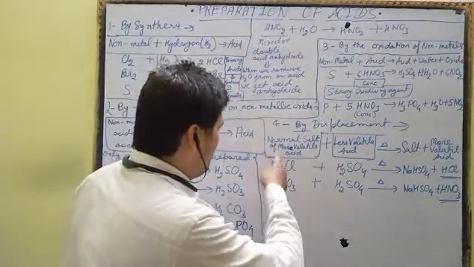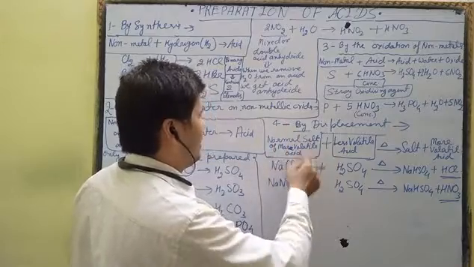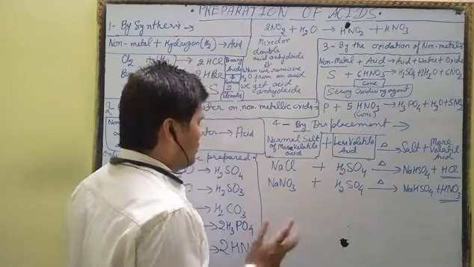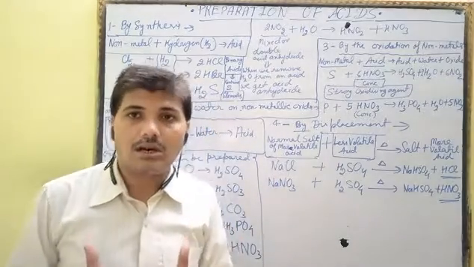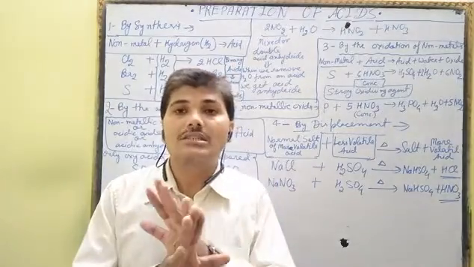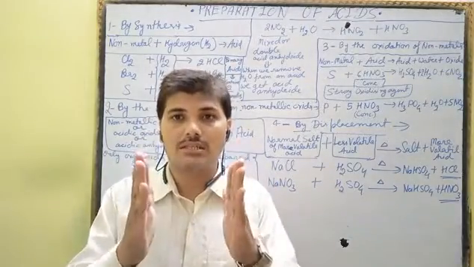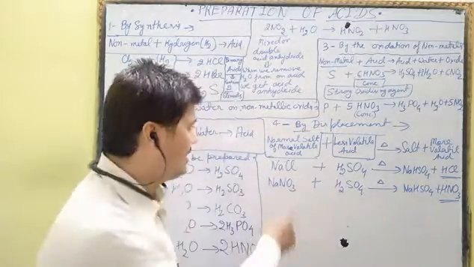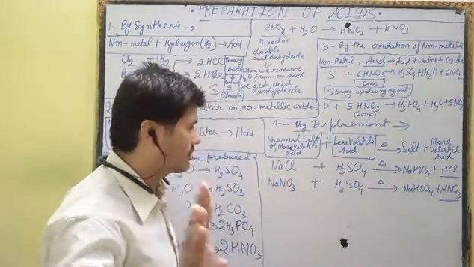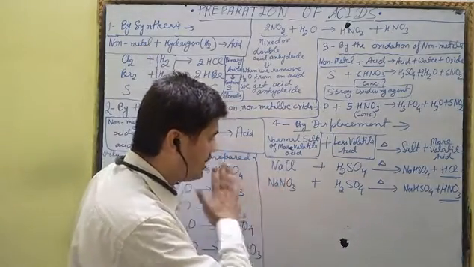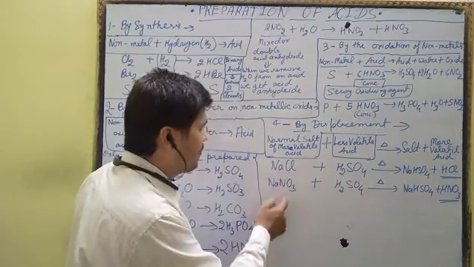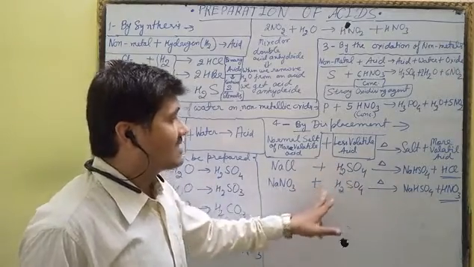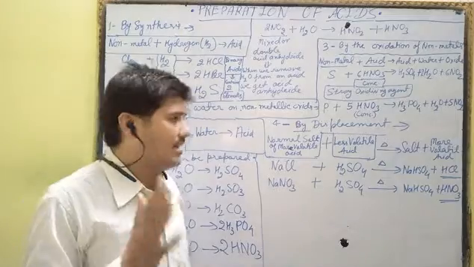We use a normal salt of a more volatile acid, such as NaCl and NaNO3. What is a normal salt? A normal salt does not contain hydrogen or hydroxide ions. You can see in NaCl there is no hydrogen or hydroxide, and in NaNO3 no hydrogen and no hydroxide. So this is a normal salt. And we use a less volatile acid, sulfuric acid.